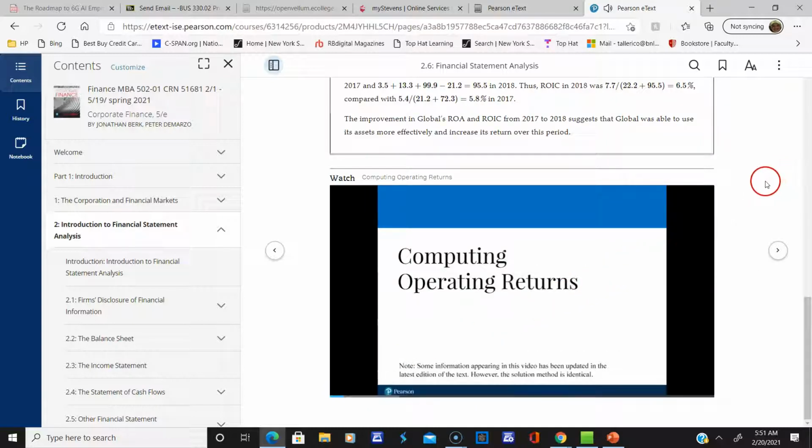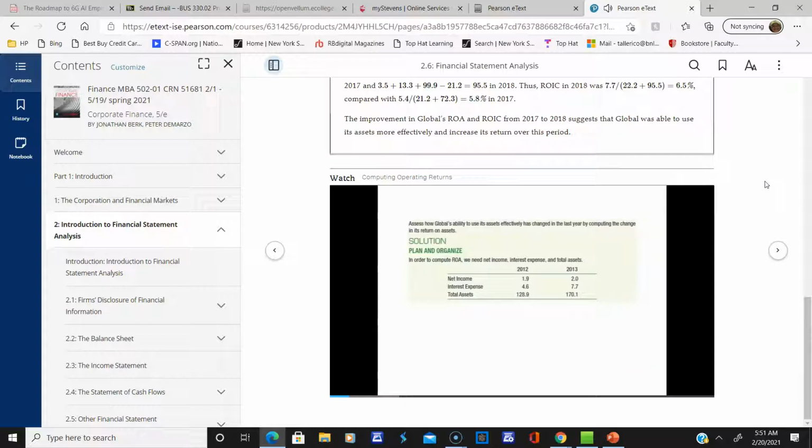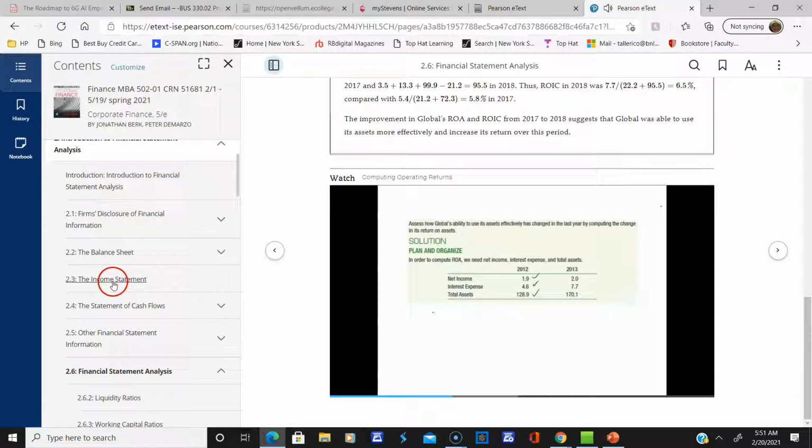Computing operating returns. In this problem, we're going to take a look at how well Global is using its assets by comparing its ROA, return on assets, in 2012 to its return on assets in 2013. The table has everything we need to compute its ROA. Remember that ROA is net income plus interest expense over total assets. The net income is what goes to the equity holders, the interest expense is what goes to the debt holders, and the total assets is what you used to generate that money.